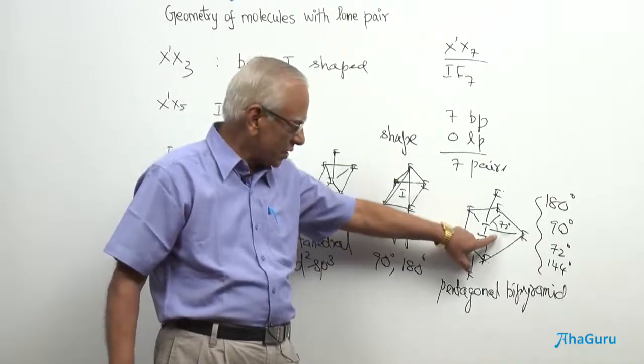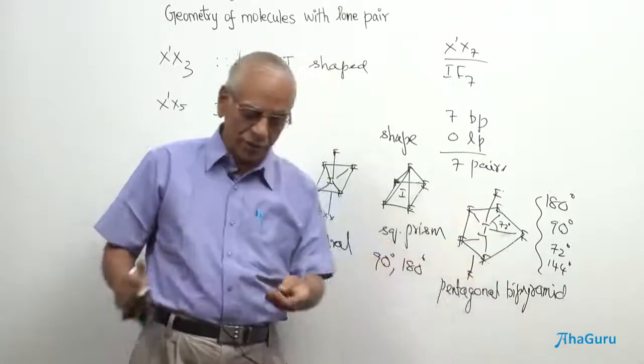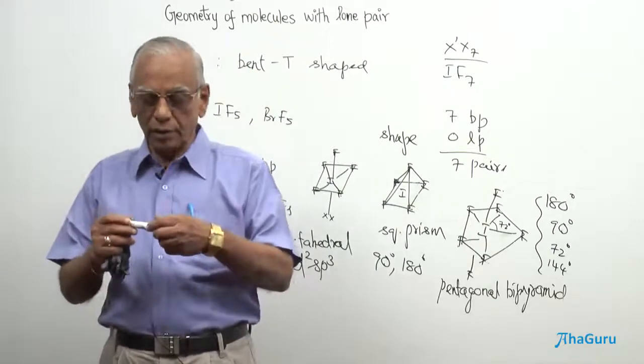As I told you, since there is no bond pair here, the hybridization and the shape of the molecule are going to be the same.